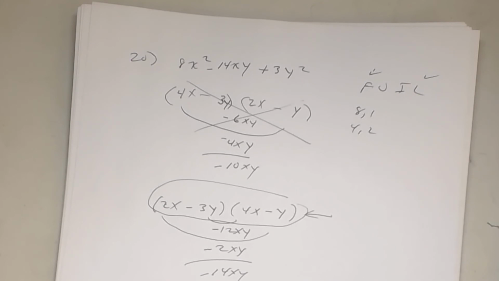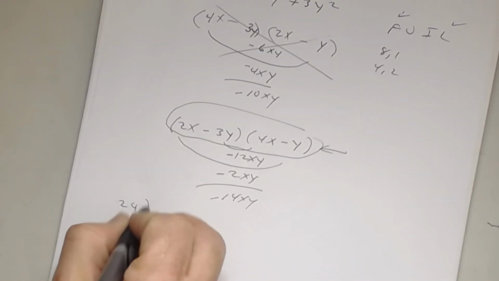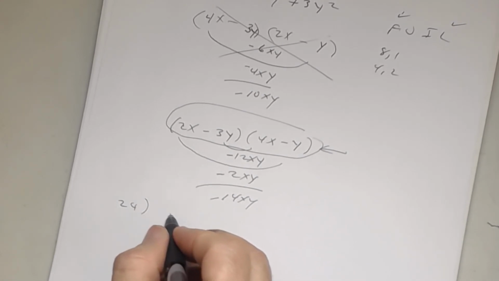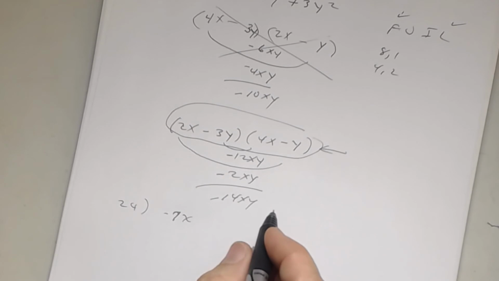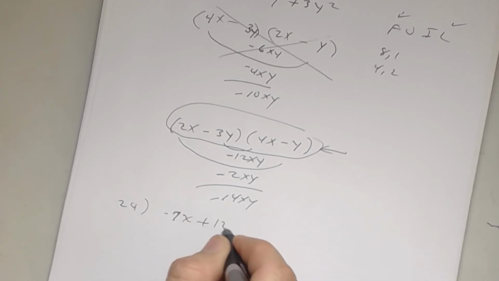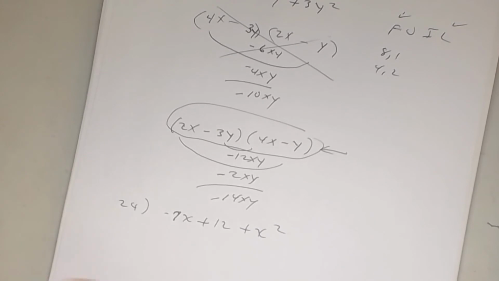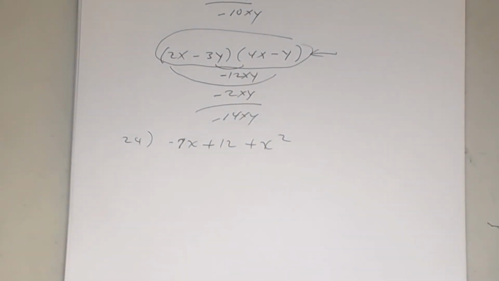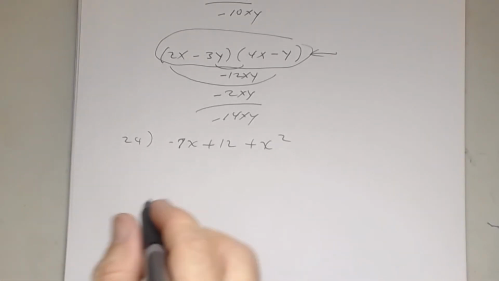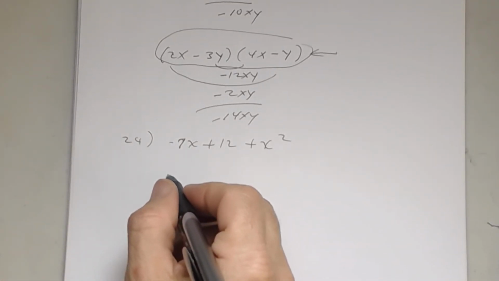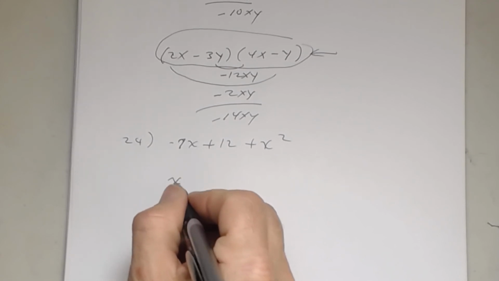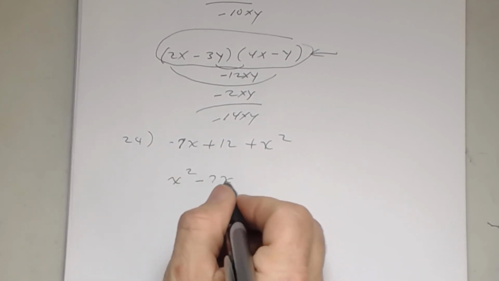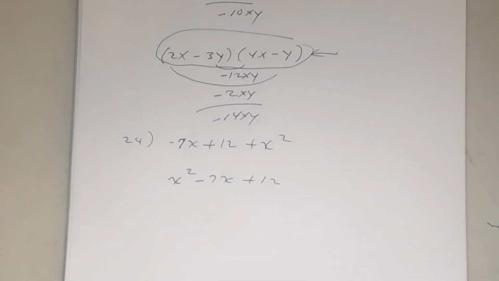All right, let's look at 24. You have negative 7x plus 12 plus x squared. You write your problem. Usually write your problem. Okay, what's that order called? Descending order. So how do I write it? X squared minus 7x plus 12. So the constant is always last.